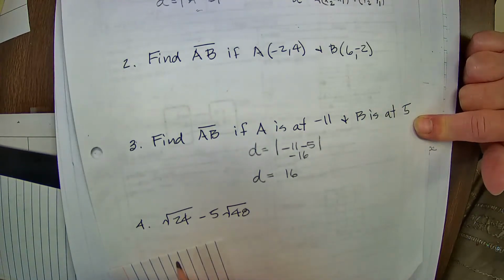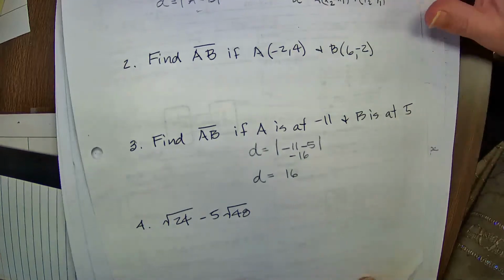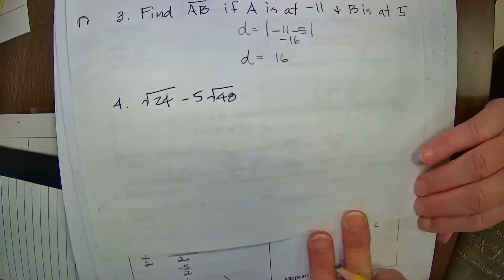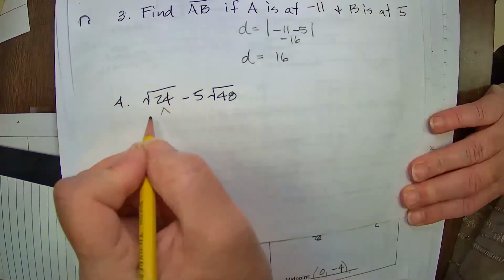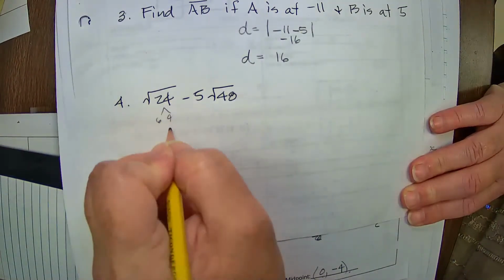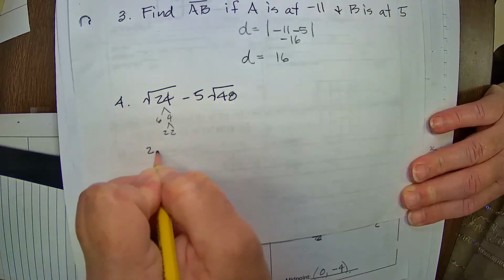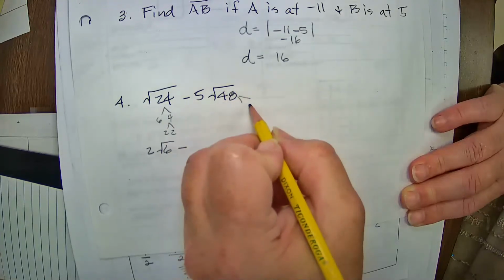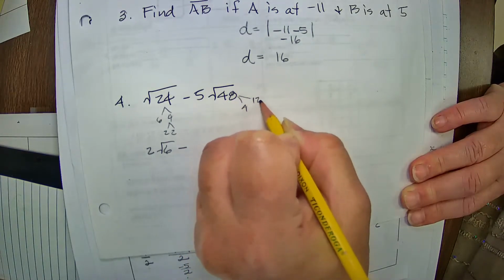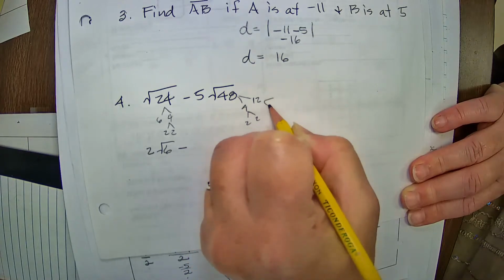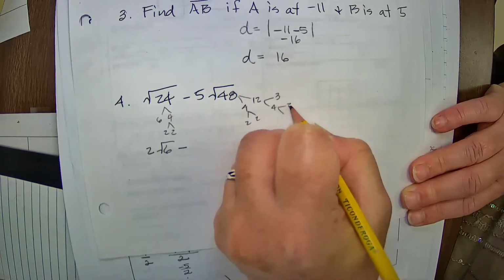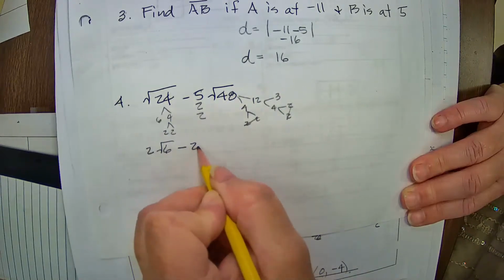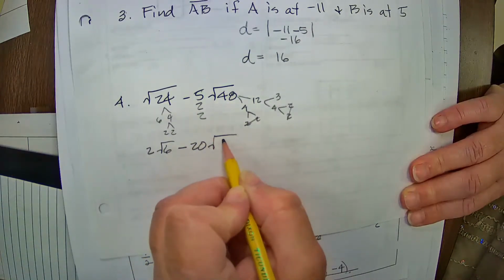Any questions there? All right, and then the last one, we have to remember our radical skills. So I've got 6 and 4, that goes to 2 and 2. So that's 2 square root of 6 minus 48 is 4 and 12. That goes to 2 and 2. That's 4 and 3, and that goes to 2 and 2. So 4 times 5 is 20, the minus sign, and then we've got square root of 3.